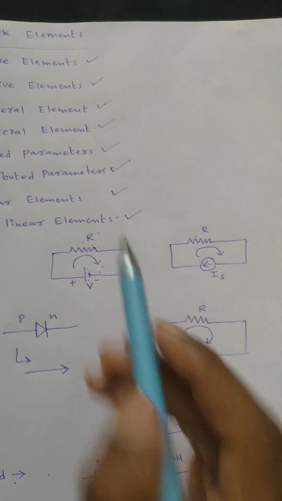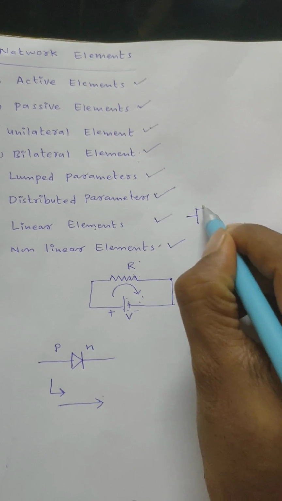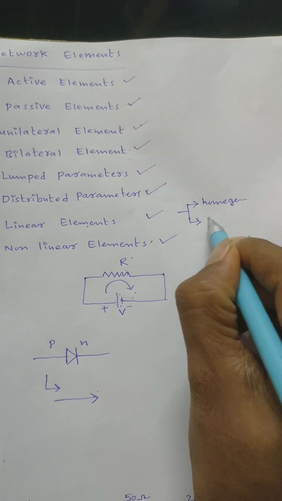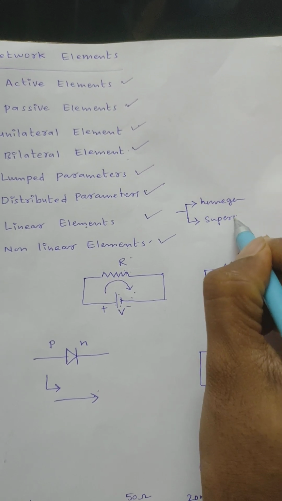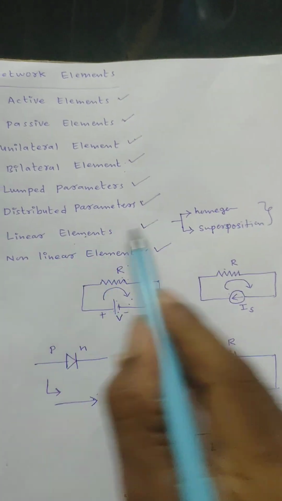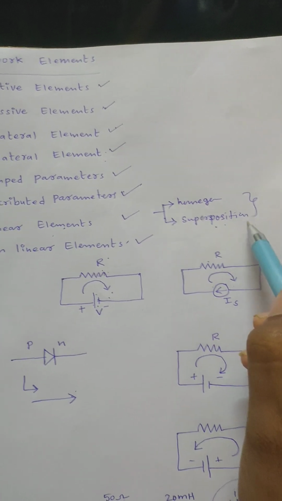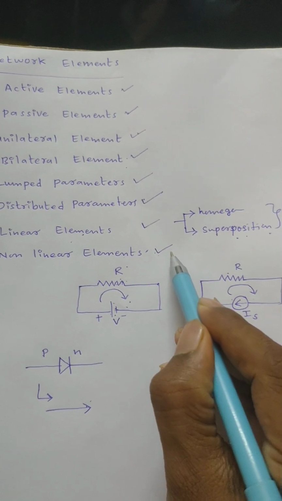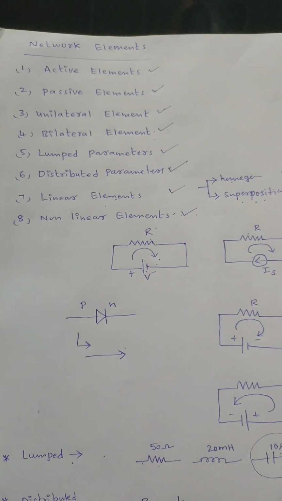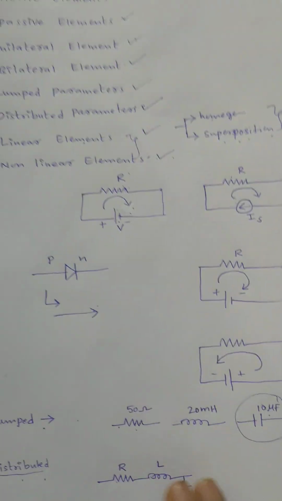Okay, next one, linear elements. Elements which satisfy the homogeneous principle and the superposition principle are known as linear elements. The elements which don't satisfy the homogeneous and superposition principles are known as non-linear elements. Okay, I think here you don't have some clarity about linear and non-linear, right?